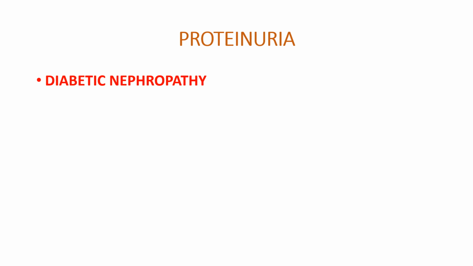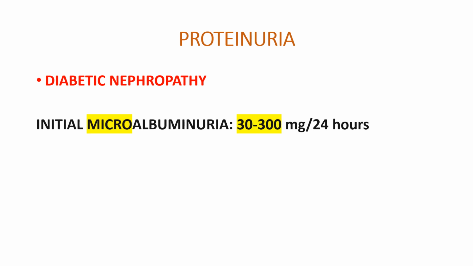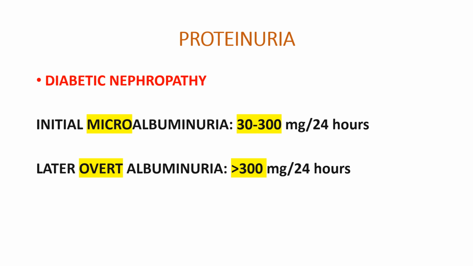Initially, this proteinuria is microalbuminuria. That is, it is about 30 to 300 mg per 24 hours. For some reason, all the examiners like to ask you about microalbuminuria, and they'll ask you what is microalbuminuria. You tell them that it is 30 to 300 mg per 24 hours. And as diabetic nephropathy progresses, this microalbuminuria will only increase because there is more damage to the glomerular filter, more damage to the charge barrier. So eventually this becomes overt albuminuria, which is greater than 300 mg per 24 hours. So micro is 30 to 300, whereas overt is greater than 300.